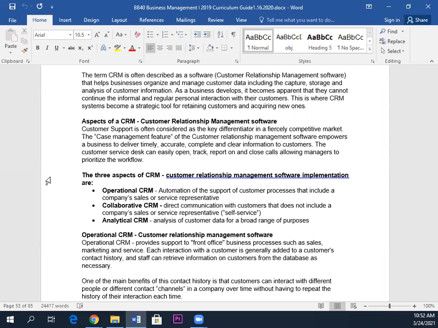The three aspects of CRM, customer relationship management software implementation, are operational CRM, collaborative CRM, and analytical CRM. Operational CRM is automation of support of customer processes that include a company sales or service representative. Collaborative CRM is direct communication with customers that does not include a company sales or service representative, self-service. And then analytical CRM analyzes customer data for a broad range of purposes.